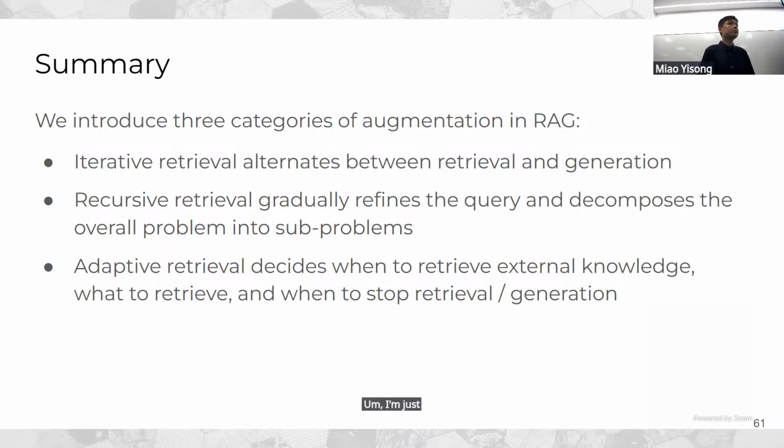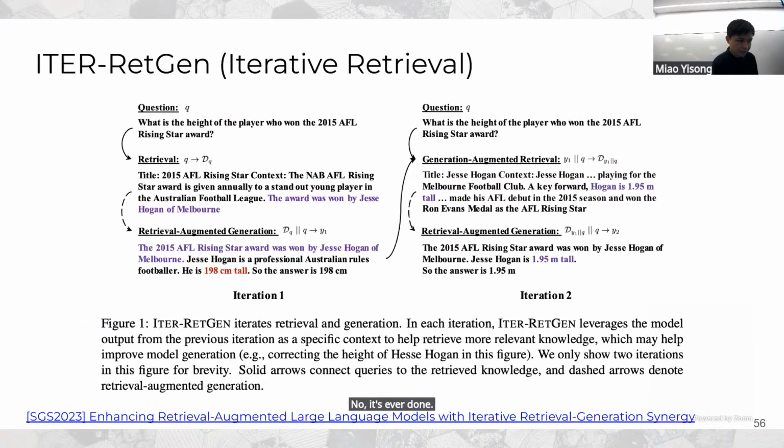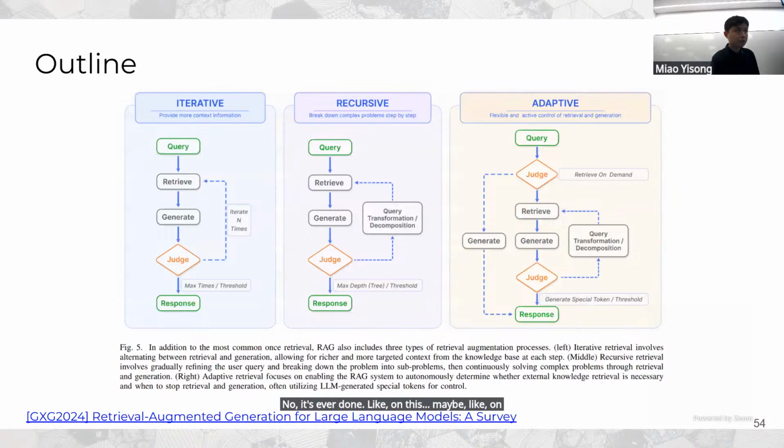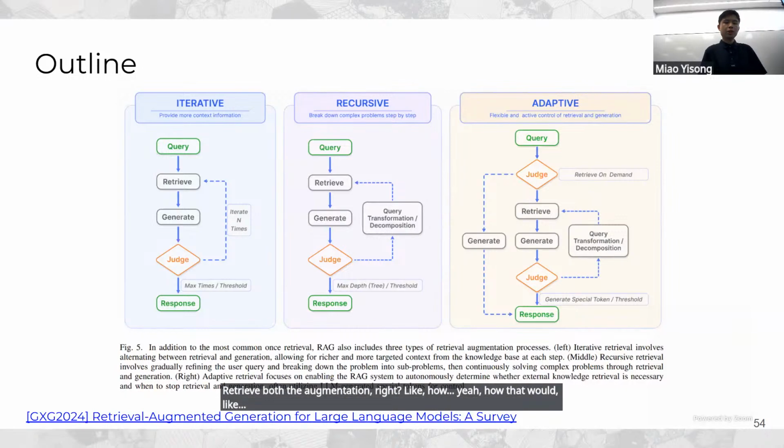I'm just curious, was there any comparison between the 3 that was ever done? Maybe on the same benchmarks. Oh, you mean comparing all these methods on the same benchmark? Yeah, especially I'm curious between the iterative and the recursive retrieval augmentation, like how that would affect.